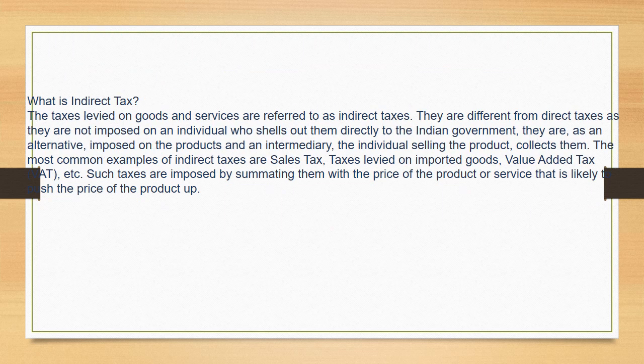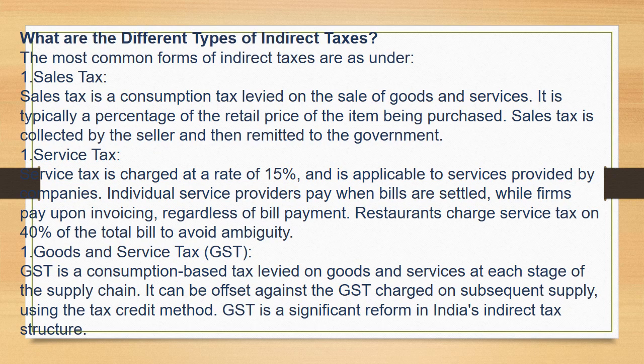And what is the indirect tax? The tax levied on goods and services is referred to as the indirect tax. The government imposes it on the products through an intermediary, and it includes tax levied on imports. Then here we have the types of indirect tax.